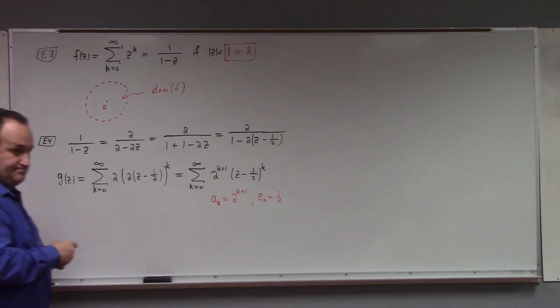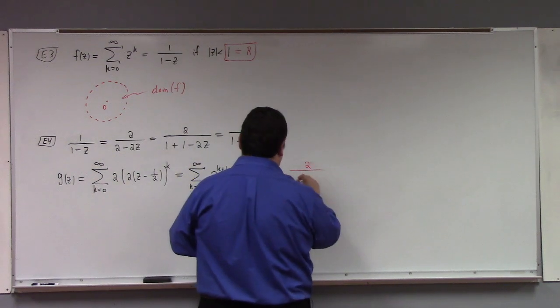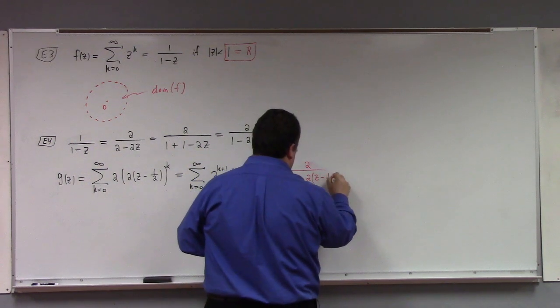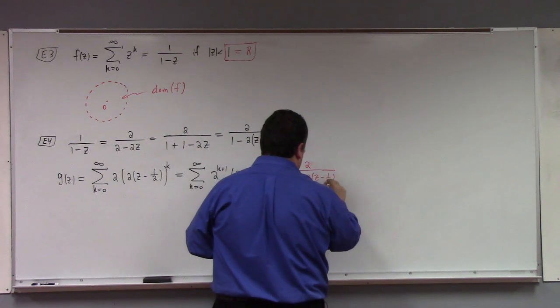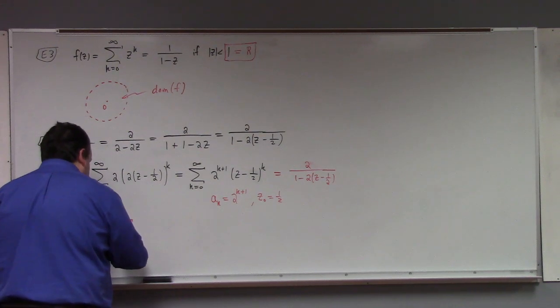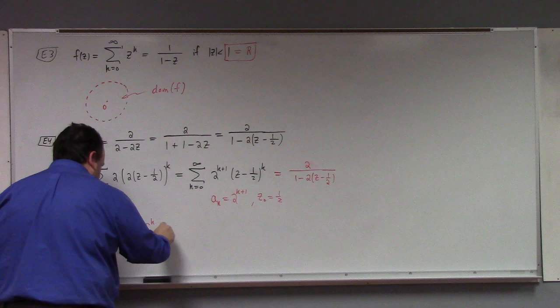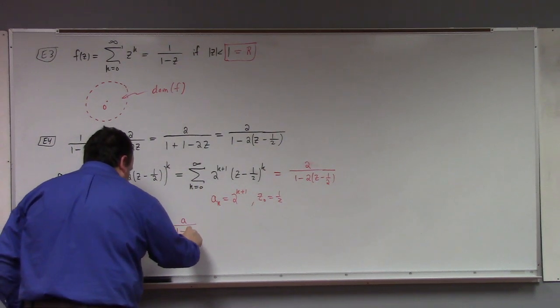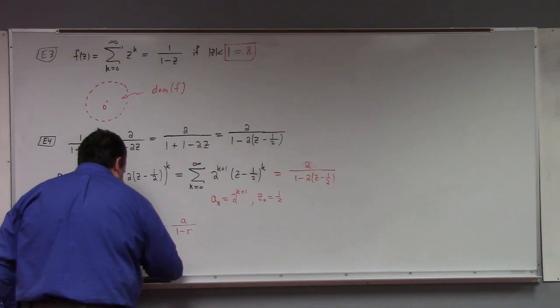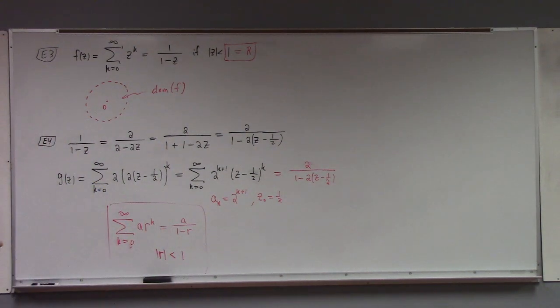Now this is equal to 2 over 1 minus 2 times (z minus 1/2) by the geometric series result, right? I'm using the geometric series result of the following form: the sum k equals 0 to infinity of a times r^k is a over 1 minus r. That's true if the ratio r has modulus less than 1. This is the geometric series theorem.